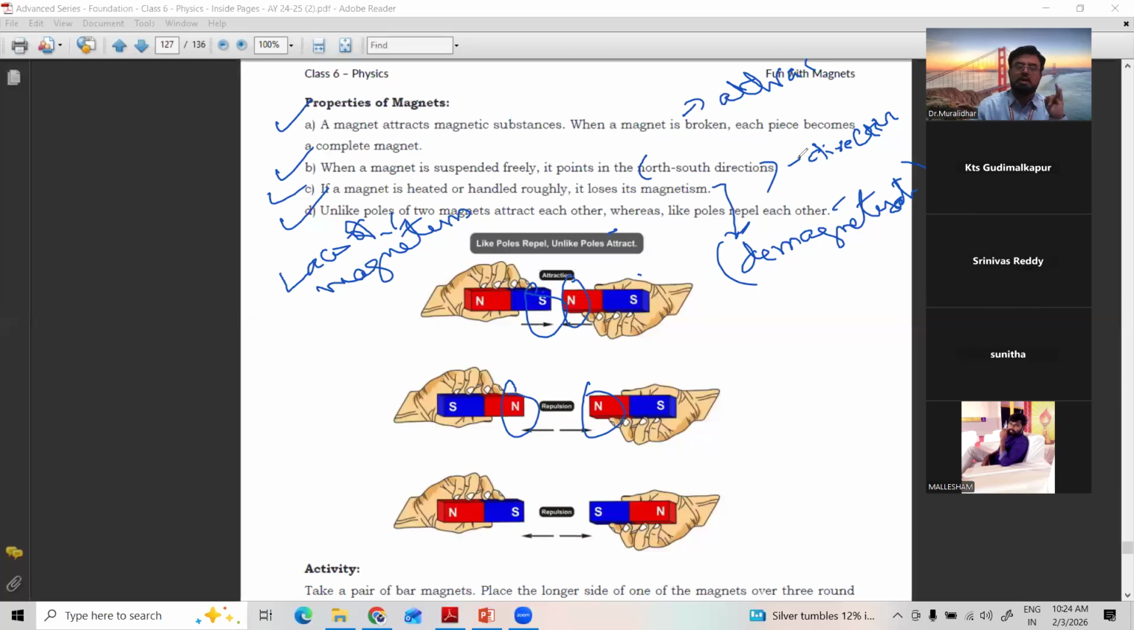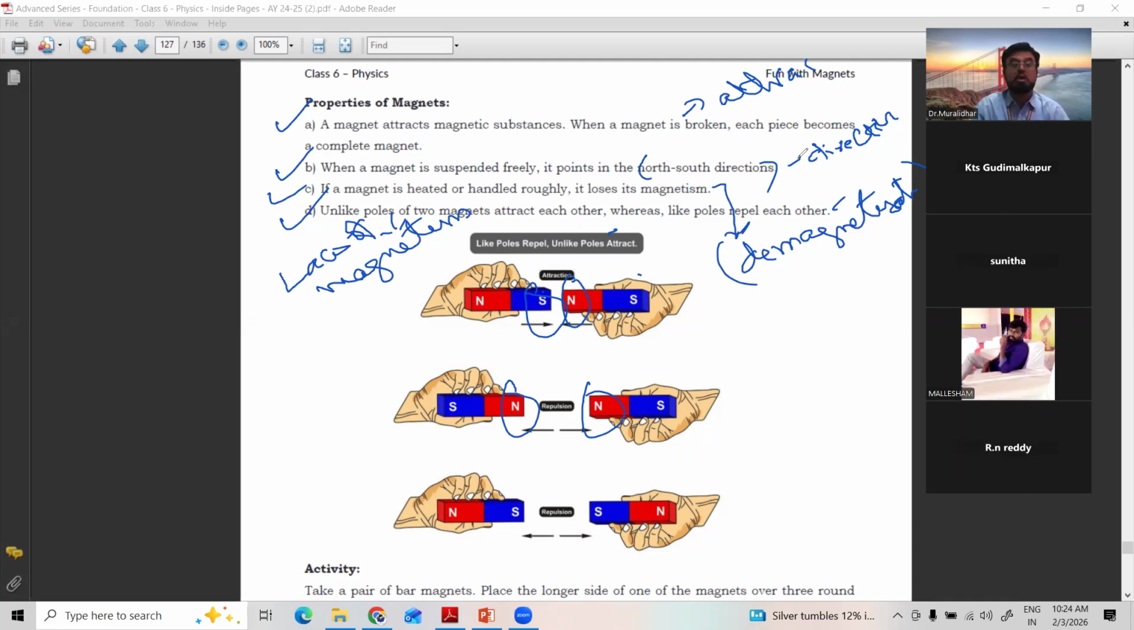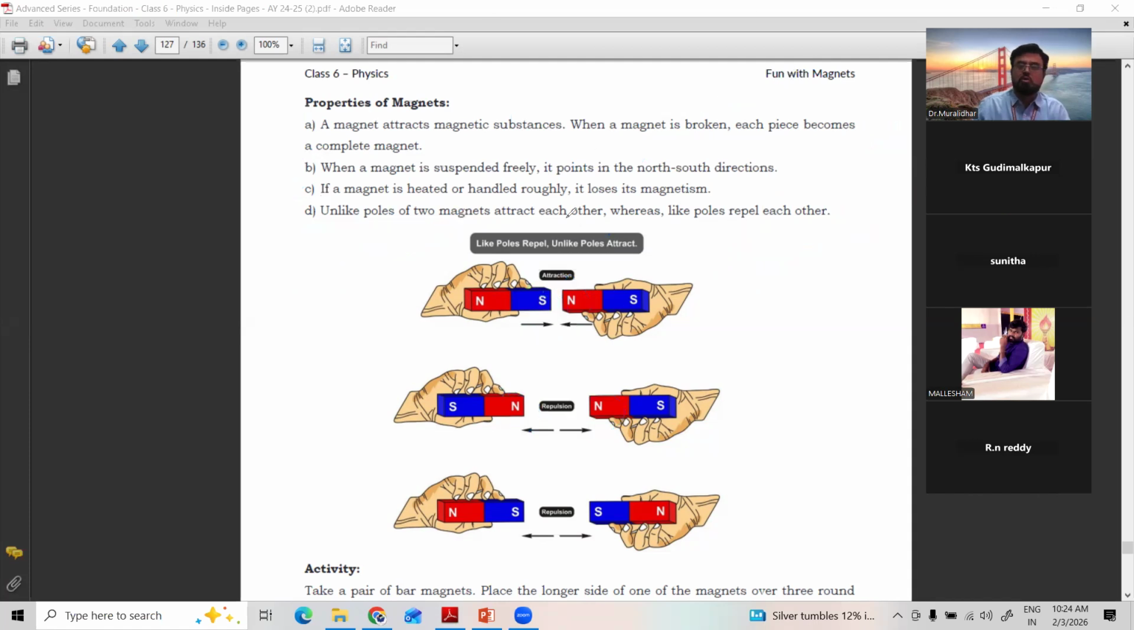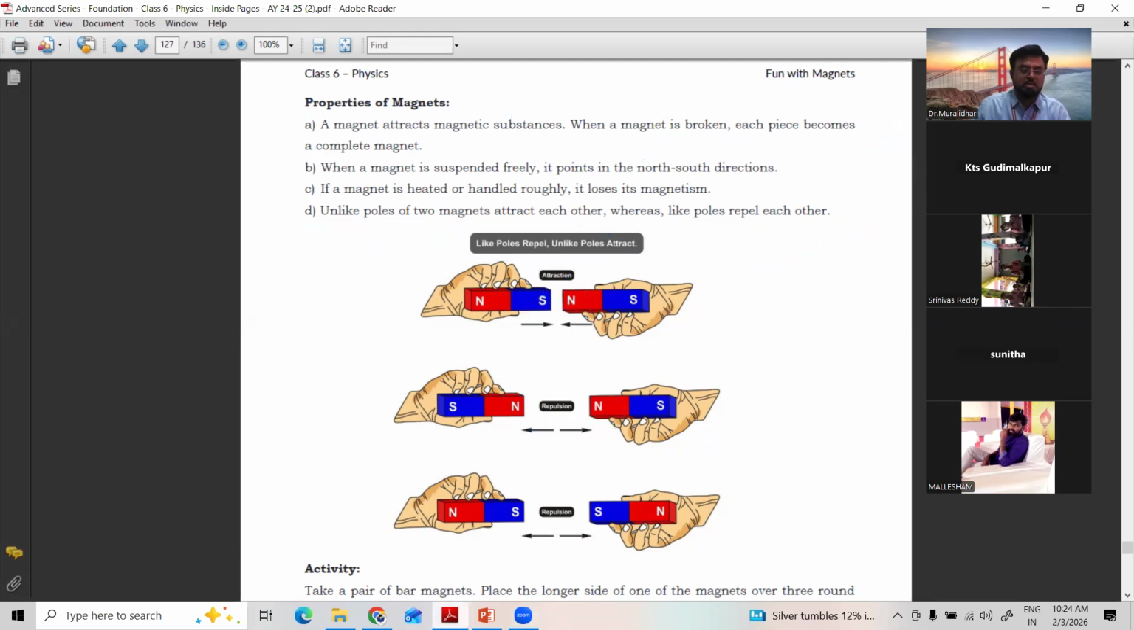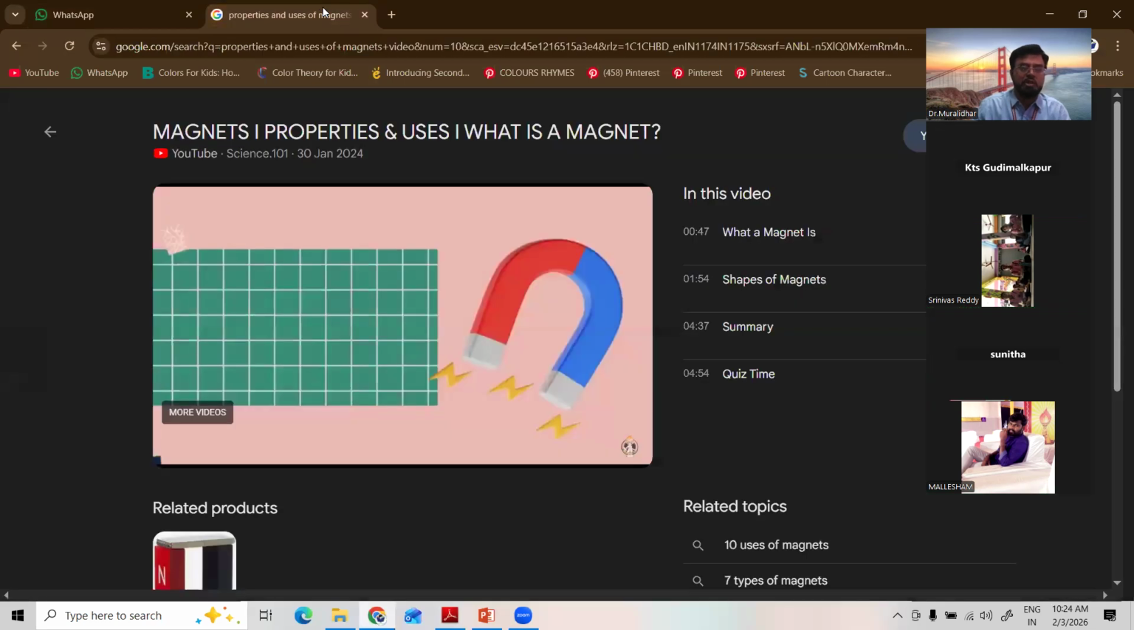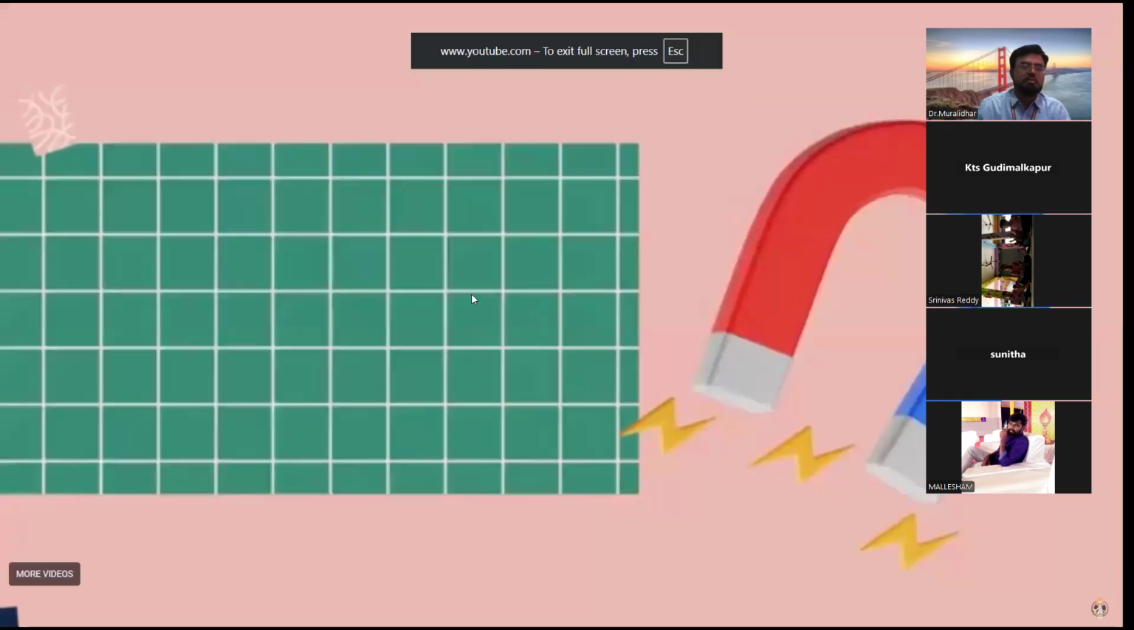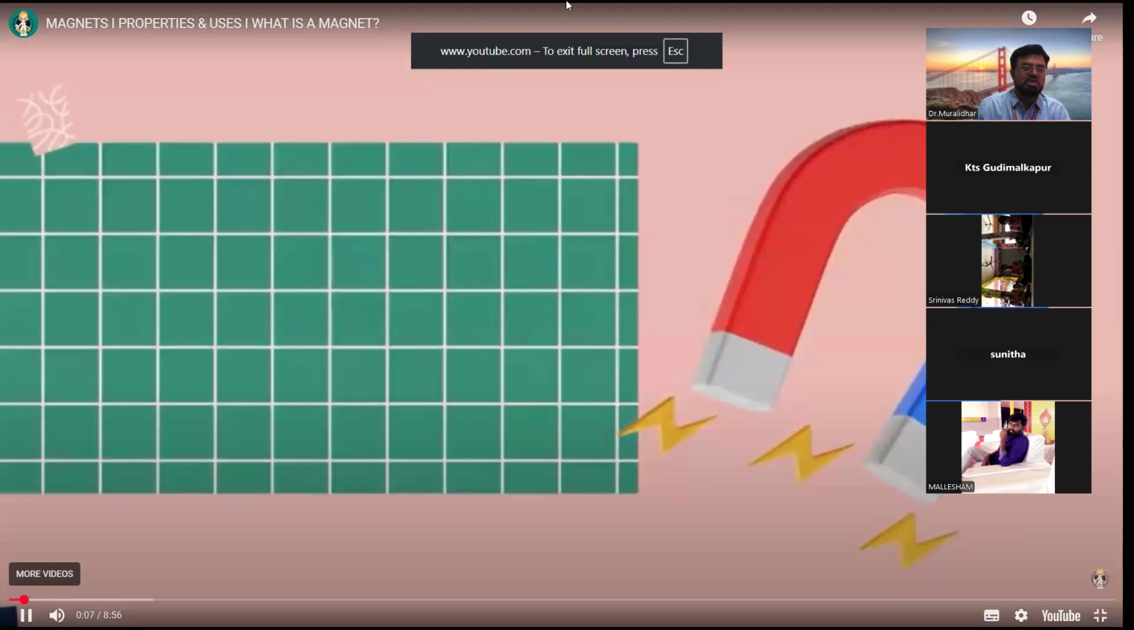Attractive property, directive property, demagnetization, law of magnetism. All these are the properties of a magnet. What are they? Properties. Okay. And if you cut a magnet into any number of pieces, each piece exists with a pair of poles. Okay, right? So before going further, let me show you one video on the properties of the magnet as well as some uses also you can see.